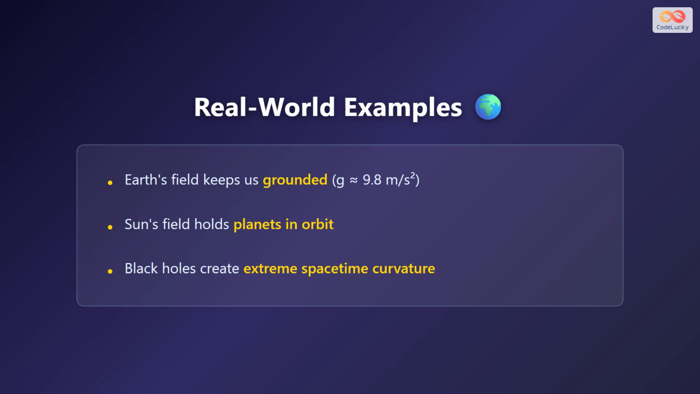Let's look at some real-world examples of gravitational fields. Earth's gravitational field keeps us firmly grounded on the surface, with a field strength of approximately 9.8 meters per second squared, or 9.8 newtons per kilogram. The sun's enormous gravitational field extends far into space, holding all the planets in their orbits around it. And at the extreme end, black holes create such intense spacetime curvature that even light cannot escape from their gravitational fields. Understanding gravitational fields helps us explain everything from why apples fall from trees to how galaxies are held together across vast distances of space.